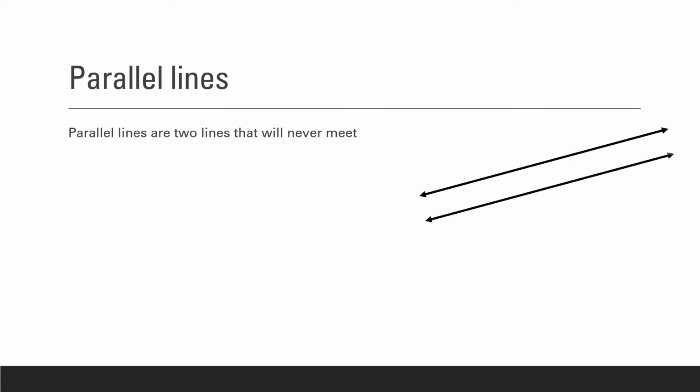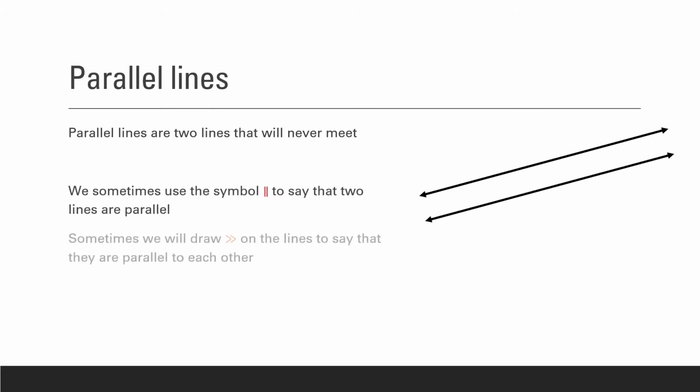Now, what if we had two lines that followed the same path, just in a different part of space? Meaning that no matter how far we travel down those two lines, they will never hit each other, never form a vertex, never cross. We call those lines parallel. In writing, we sometimes use the little symbols for parallel to show that they are. And if we were drawing directly on lines, we sometimes use little arrows to show that yes, those two lines are parallel and they'll never meet.